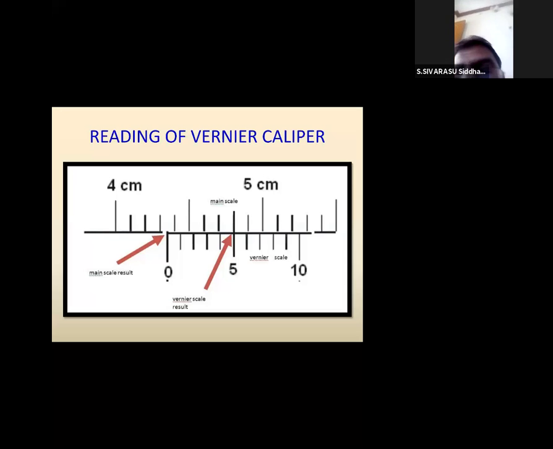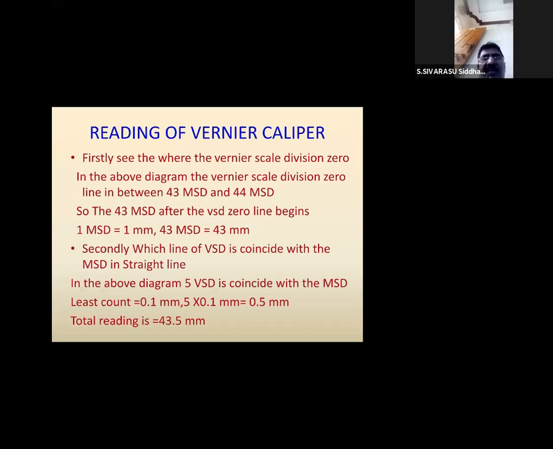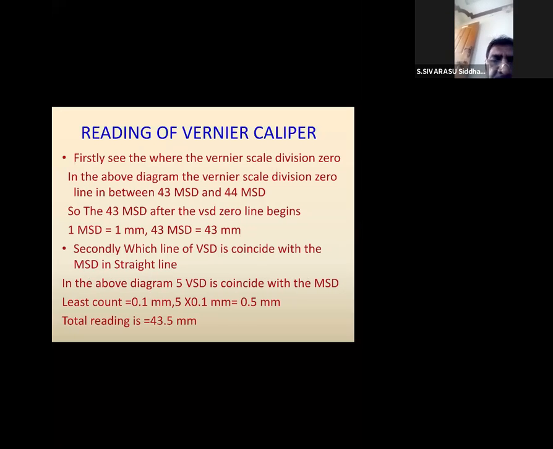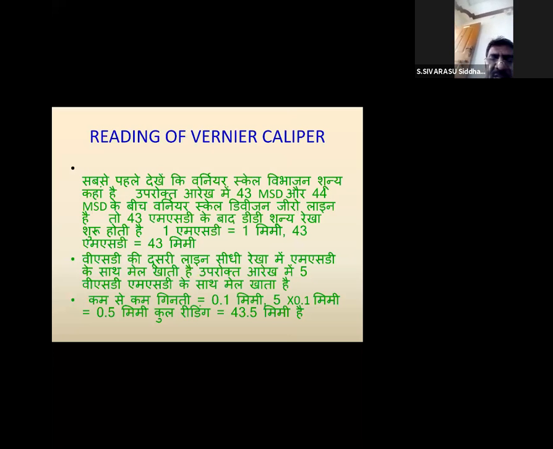What is the value? Now I'll tell you. So the 5th division of the vernier scale is 5 into 0.1 mm, that is equal to 0.5 mm. The actual total reading is 43.5 mm. 43.5 mm.